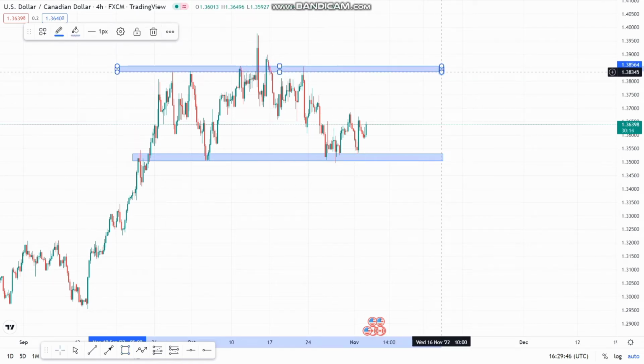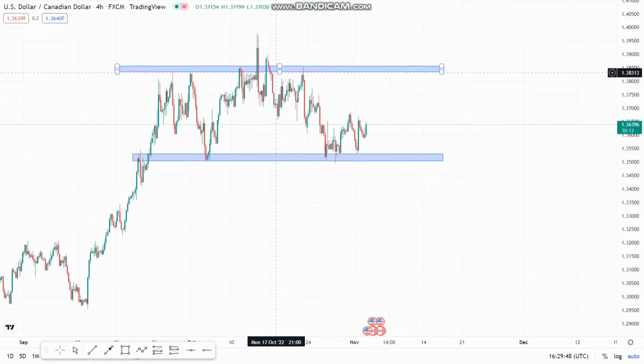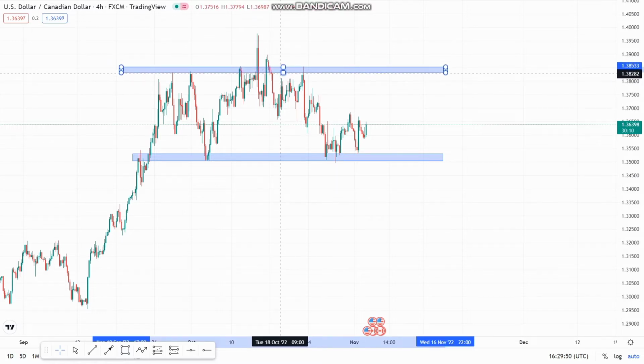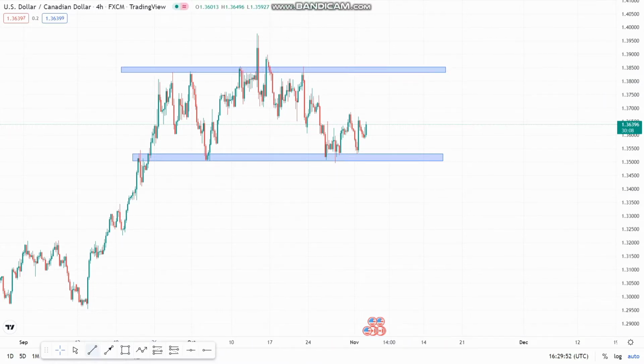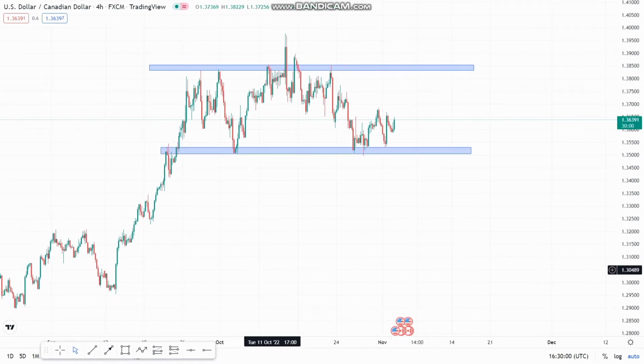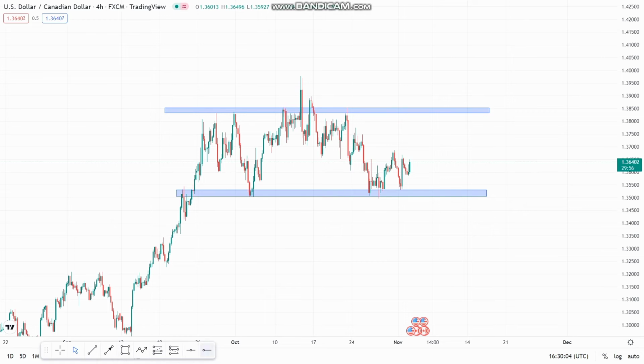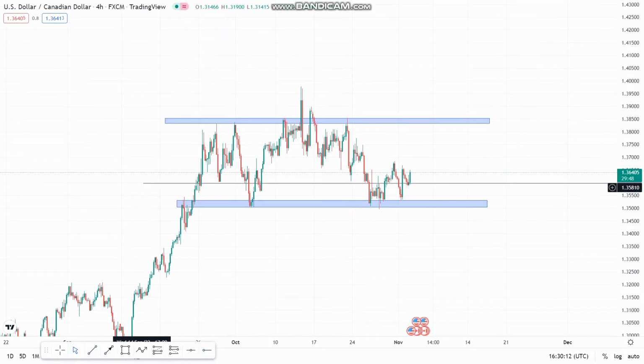Okay, so this is our support level, and this is our resistance level. So let us look out for the mid-range on this area right over here. Let us use this line first. Okay, we are going to look for the mid-range.